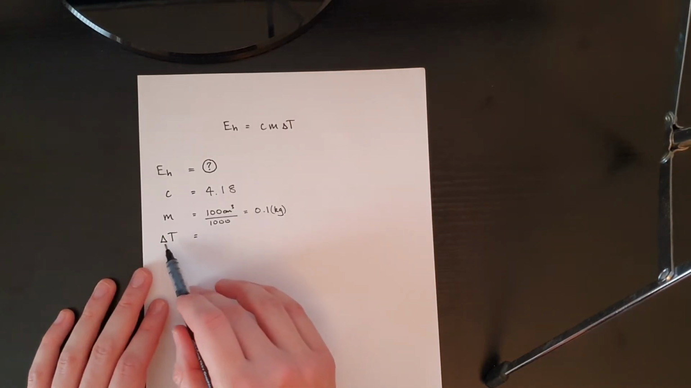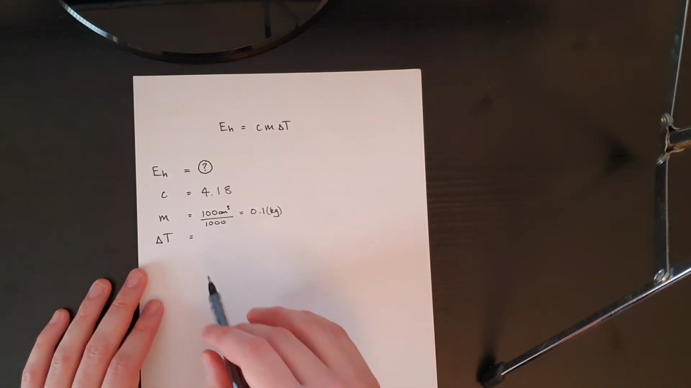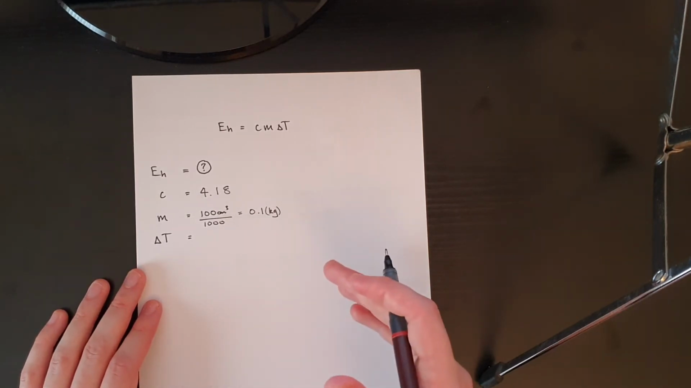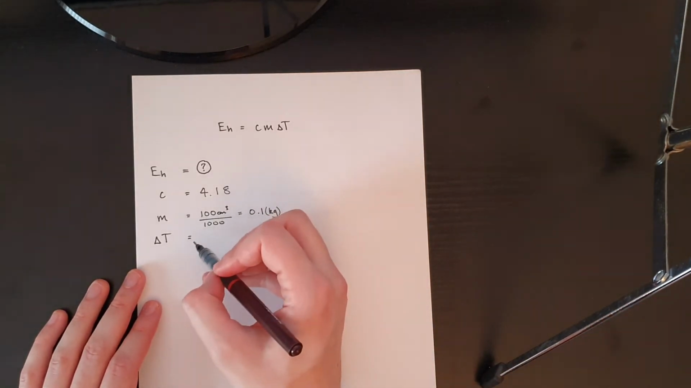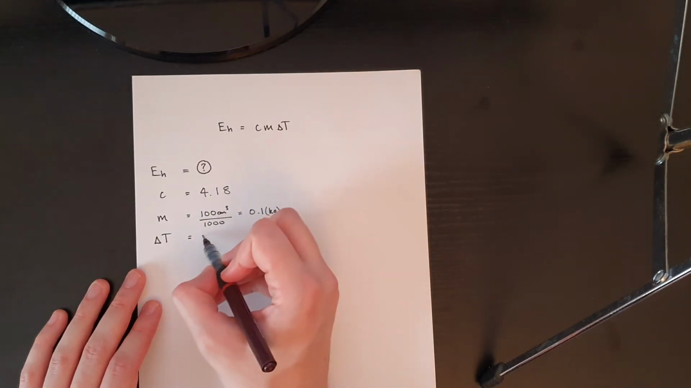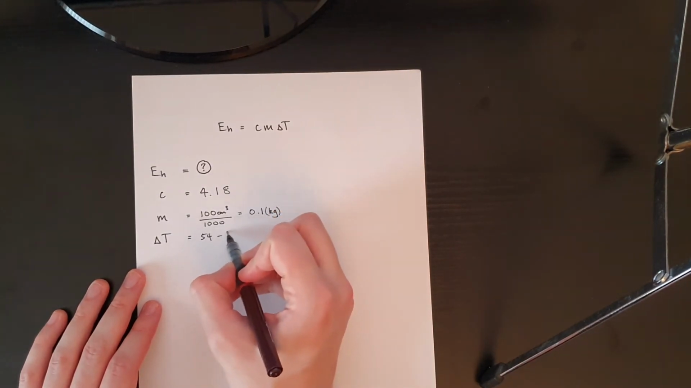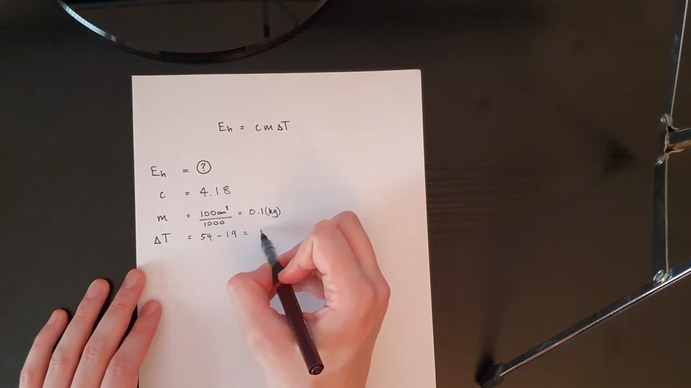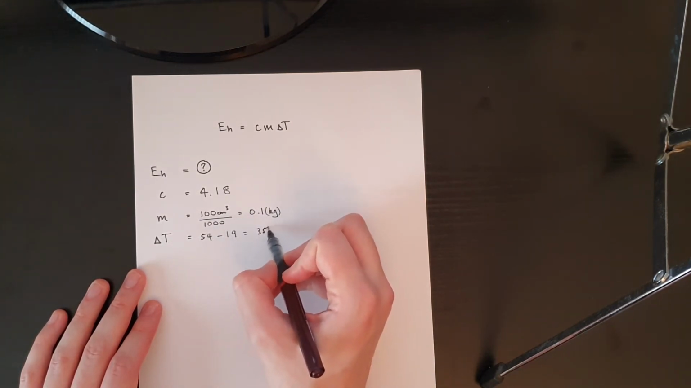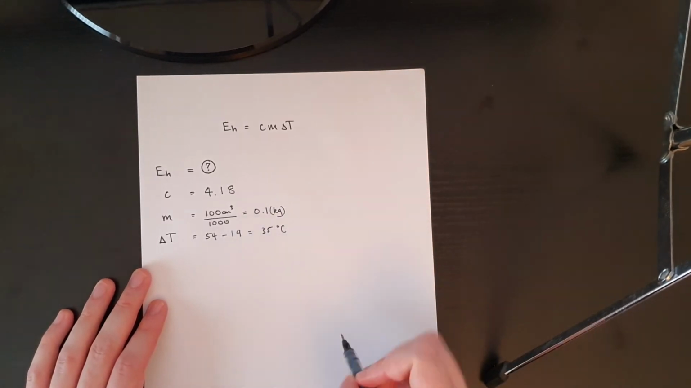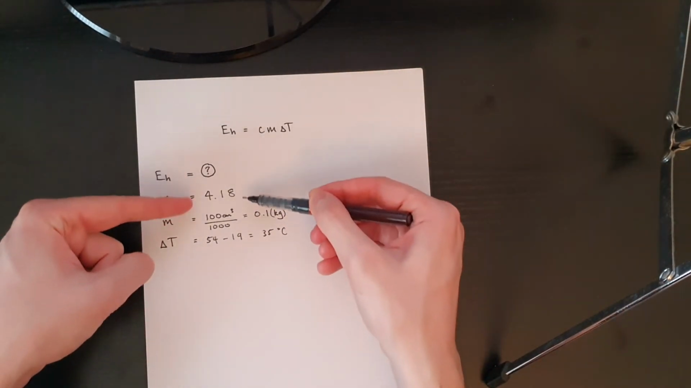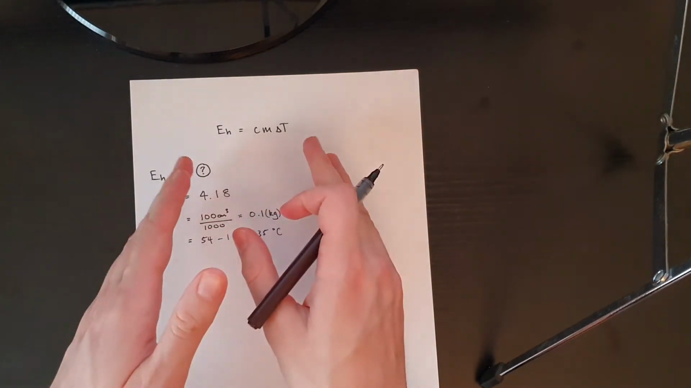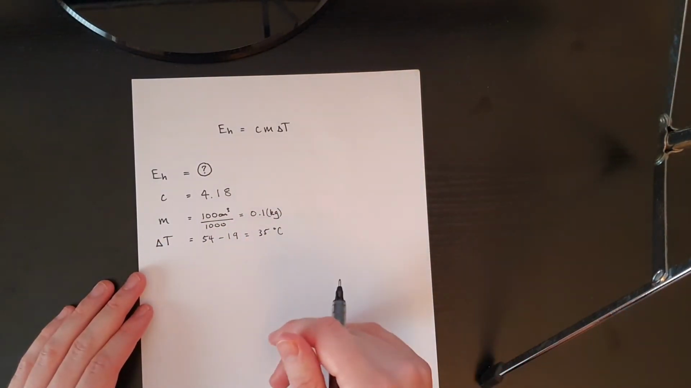And then last but not least, our temperature change is not an individual temperature that's quoted, it's the difference between them, it's the change that happens. So we've gone from 19 to 54, so we have to figure out the difference between 19 and 54. We will take 19 away from 54, and that will give us 35 degrees C. So now we have all our values, 4.18, 0.1, 35, and we just need to substitute them into the equation and then we'll be done.